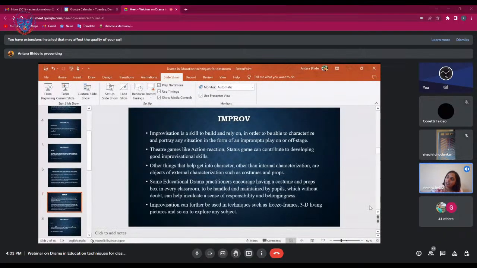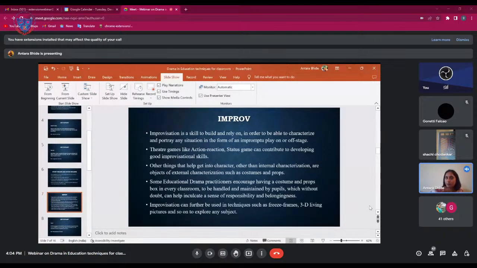Now, the way we used different games to do good improvisation, improvisation can help us do other techniques well. Improvisation is used in many, many drama techniques. Most of the drama techniques, including role play, have improv in them. So I've given some names like freeze frames and 3D living pictures.